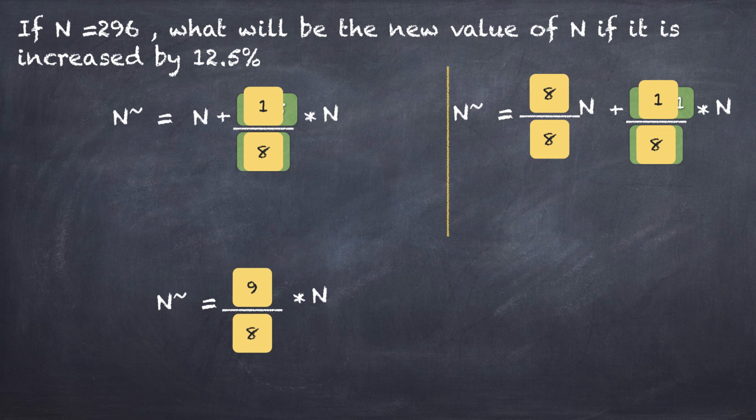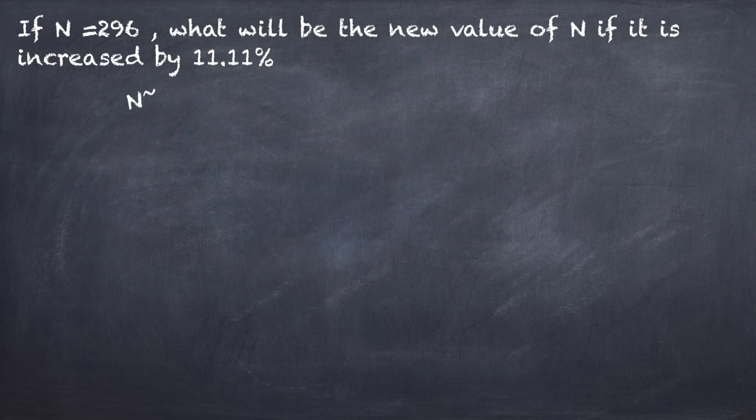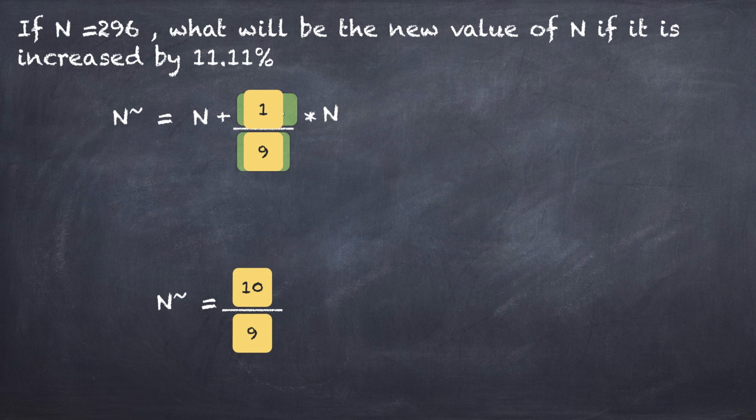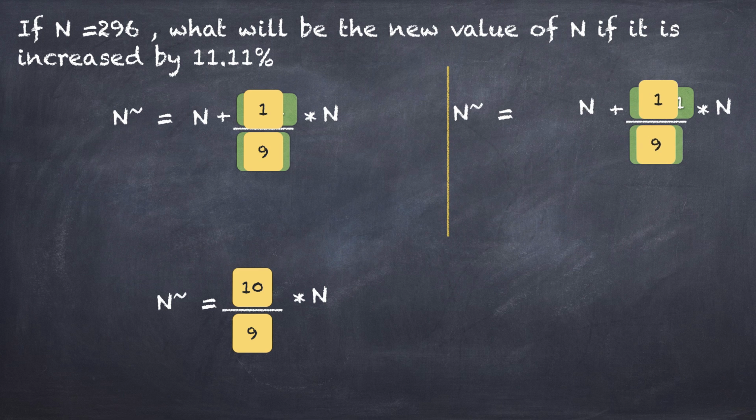Let's try one more practice round of doing this, of forming multiplying factors. Let's say n was increased by 11.11%. So n dash will be n plus 11.11 by 100 of n. 11.11 by 100 can be reduced to 1 by 9. So n dash is equal to n plus 1 by 9, which will result in n dash is equal to 10 by 9 of n. Once again, the shortcut or the without pen and paper method would be, think of n as 9 by 9, and 9 by 9 plus 1 by 9 becomes 10 by 9. So increasing n by 11.11% is the same as multiplying it by 10 by 9.